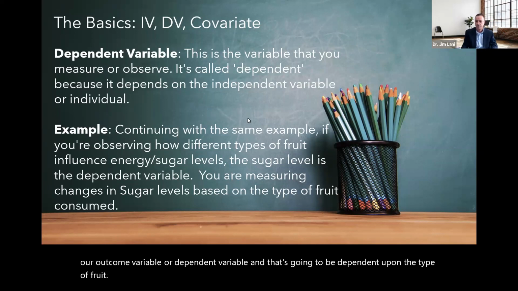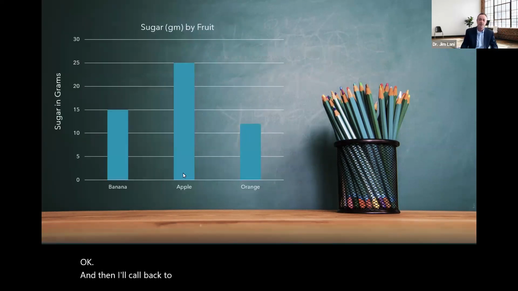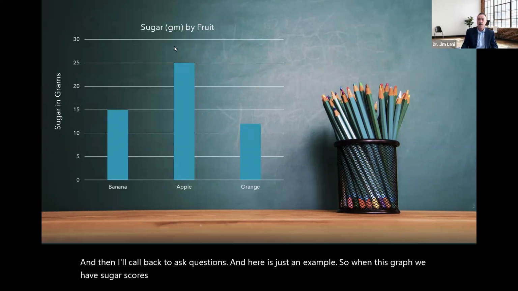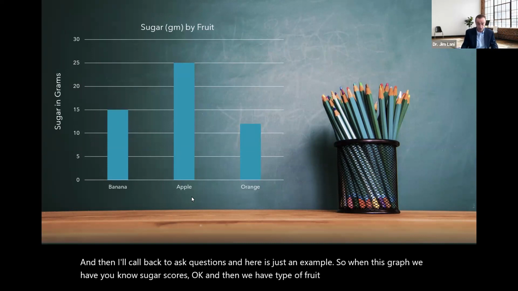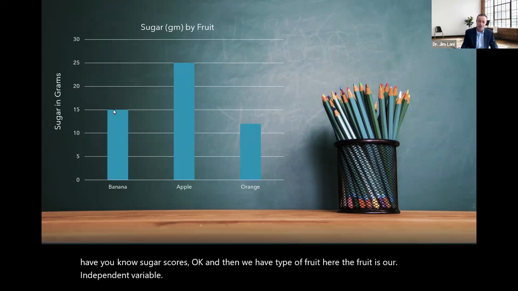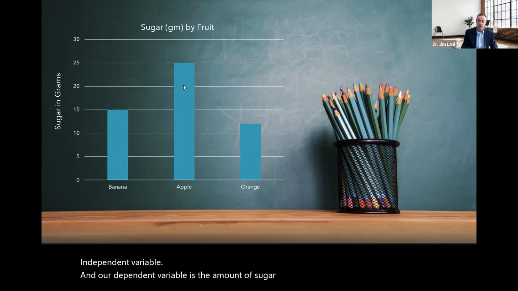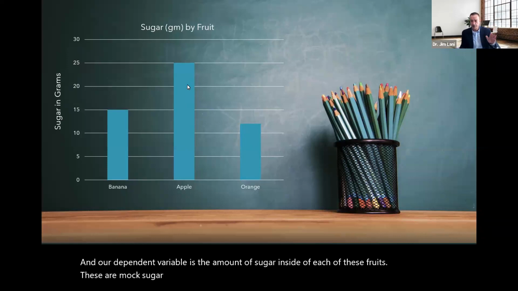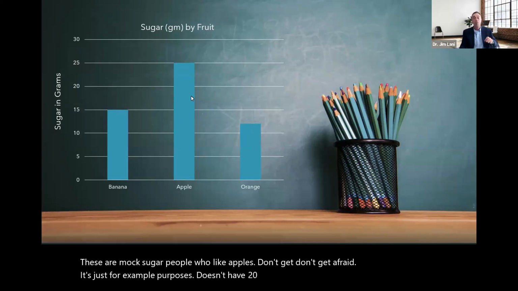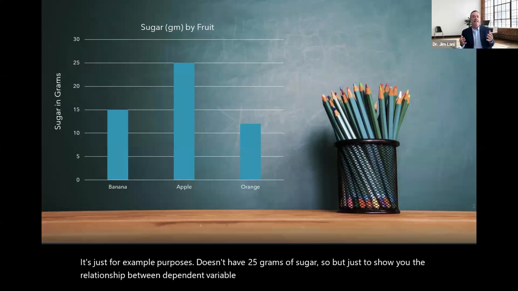Okay. And then I'll go back to ask questions. And here is just an example. So in this graph, we have sugar scores, okay? And then we have type of fruit here. The fruit is our independent variable. And our dependent variable is the amount of sugar inside of each of these fruits. These are mock sugar. People who like apples, don't get afraid. It's just for example purposes, doesn't have 25 grams of sugar. So, but just to show you the relationship between dependent variable, sugar in this case, and the independent variable or grouping variable, the categories of fruit.